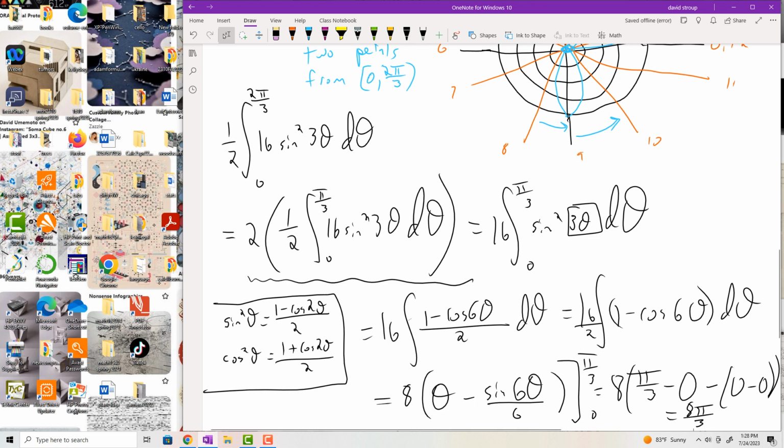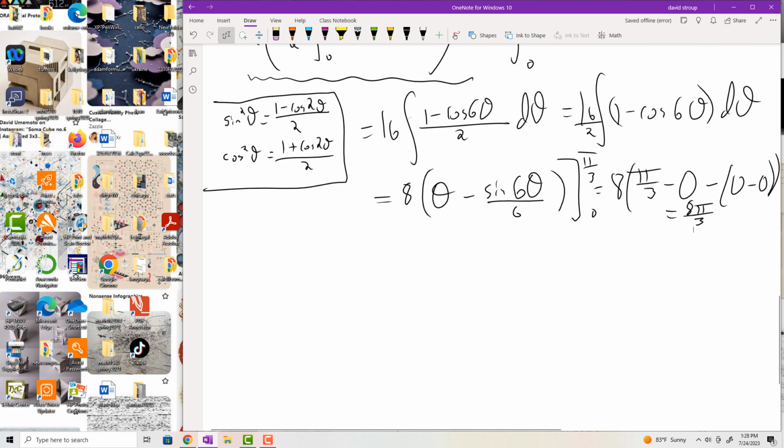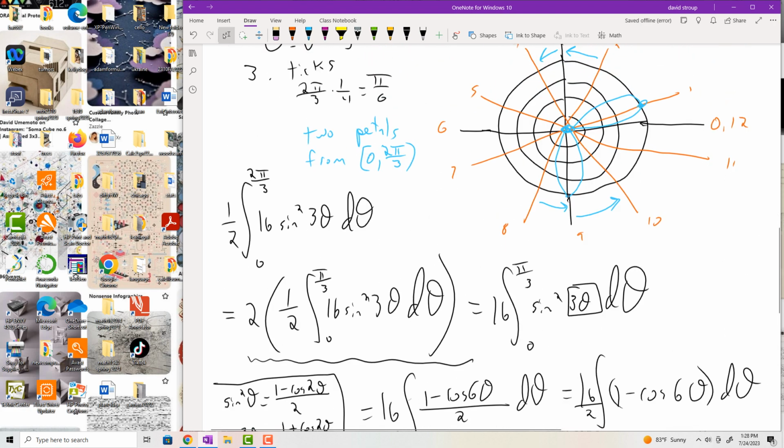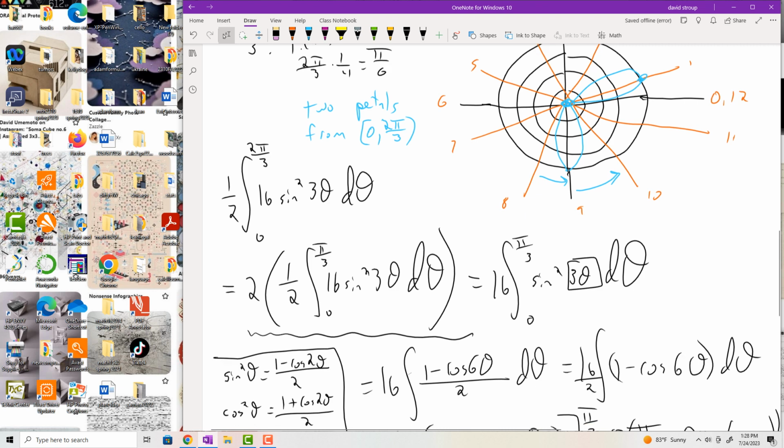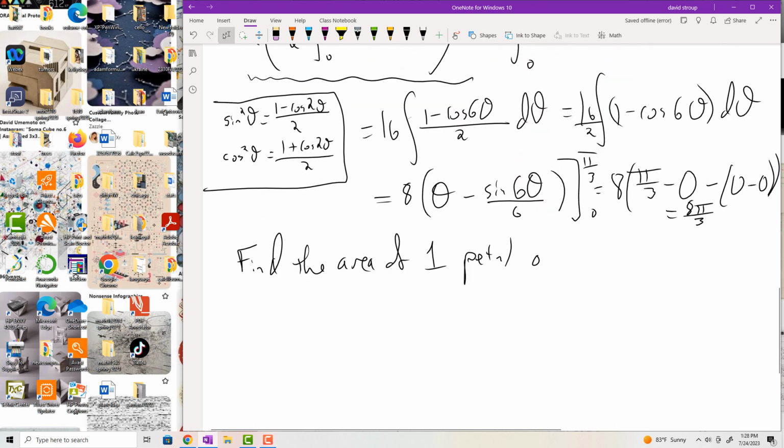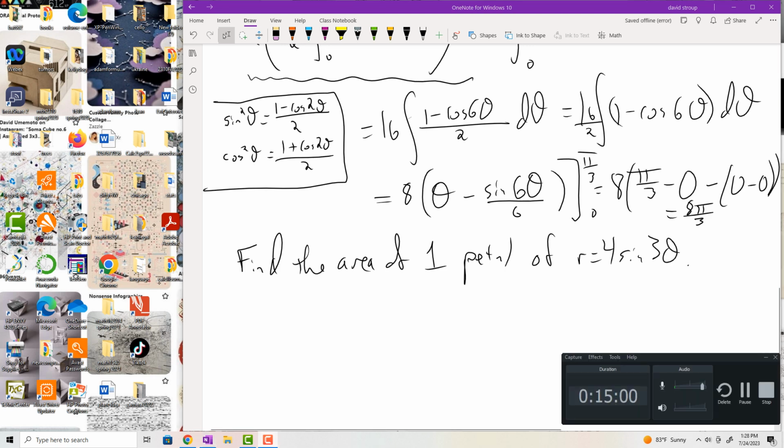So fairly simple. For the quiz today, try to find the area of one petal of the same curve. Okay, so 4 sine 3 theta. So I mark that down.